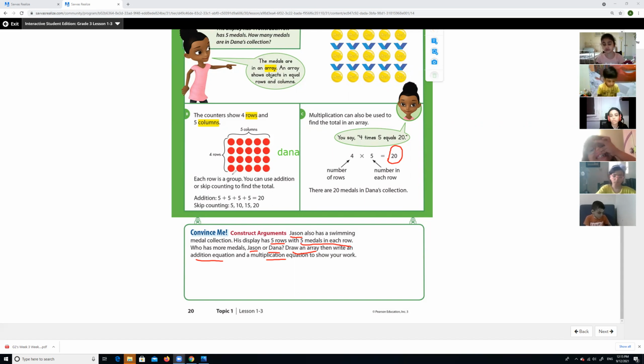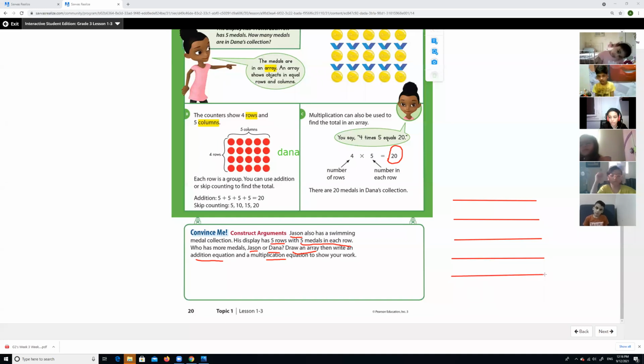So first, I will draw the problem. He told me Jason has 5 rows. So I will draw 5 rows. I will draw here 1, 2, 3, 4, 5. All of you draw 5 rows. You can make it smaller. I am just making the drawing big so you can see. I draw 5 rows. And he told me with 5 medals in each row. I will draw star to represent the medal.